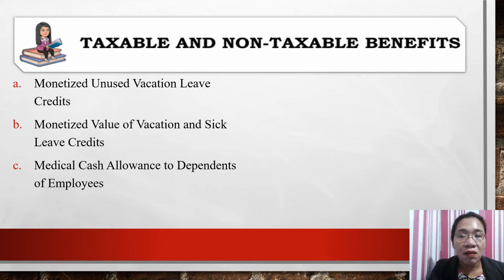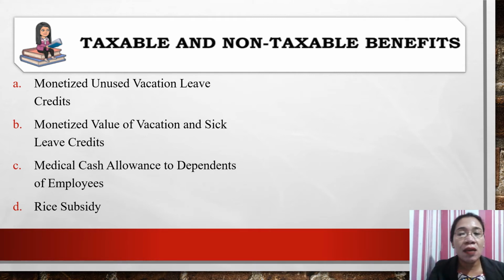So, ganun yun. Pero, hindi yun matatanggap sa, ewan ko, hindi naman ako nakasubok sa ganito. Pero, parang meron to sa mga private companies. The fourth one is rice subsidy. The rice subsidy of the private companies can be 1,500, or it can also be one sack of rice of 50 kilograms per month, which the amount will not exceed 1,500.